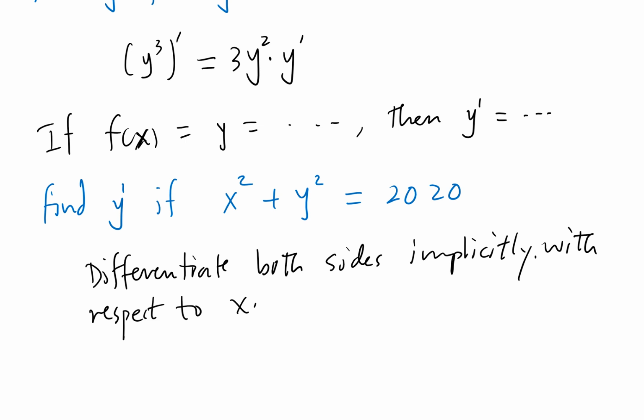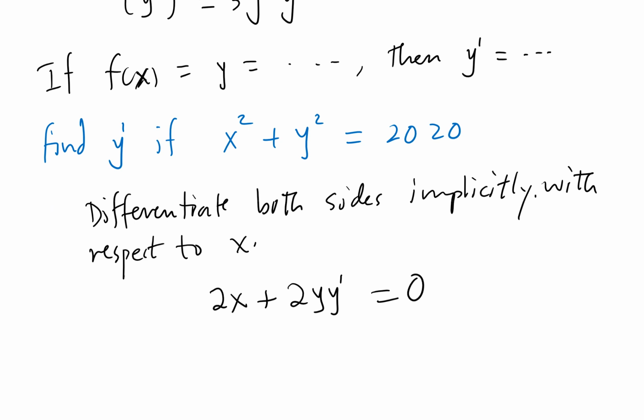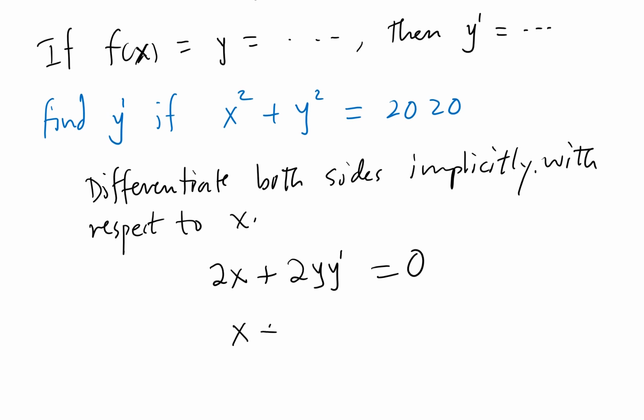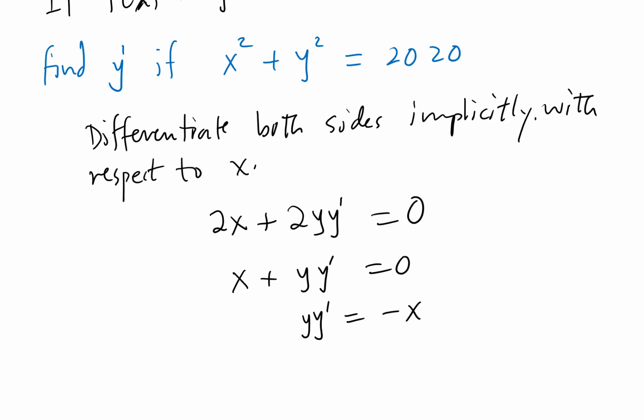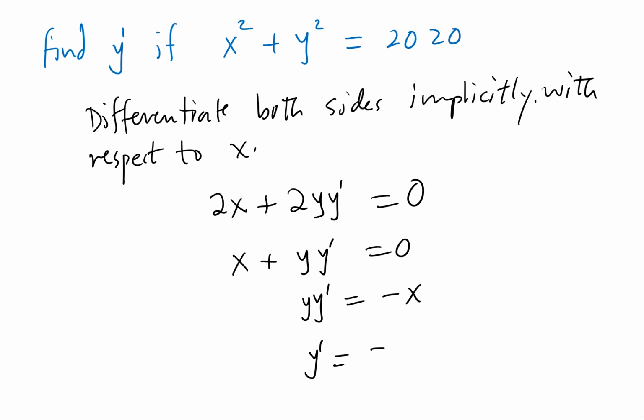And what do we get in this case? Watch. When you differentiate x squared, that's simply 2x. What's the derivative of y squared? It's 2y y prime, equals 0. You can divide by 2, as you can see. And remember, they ask us to find y prime, so subtract x on both sides and then divide by y. So you get negative x over y. Is that okay?